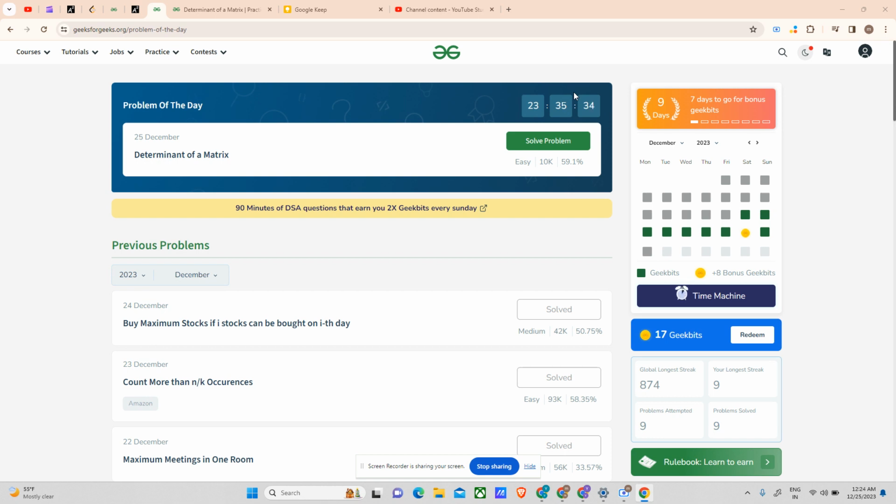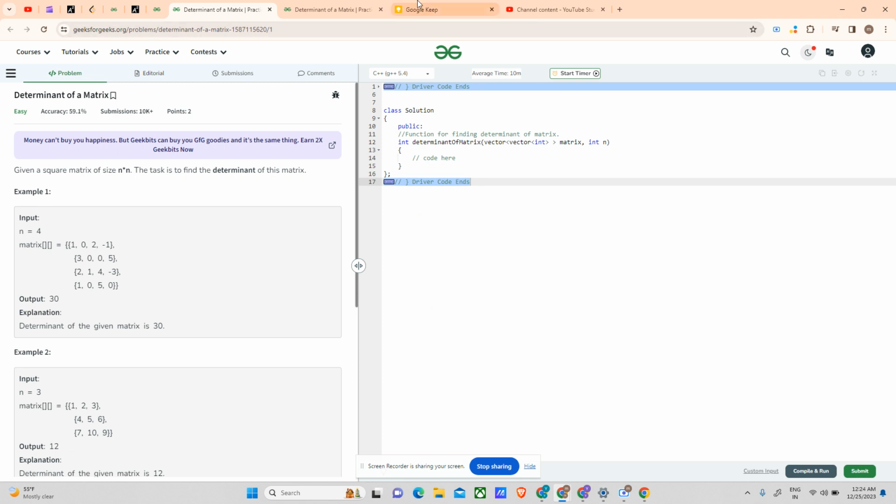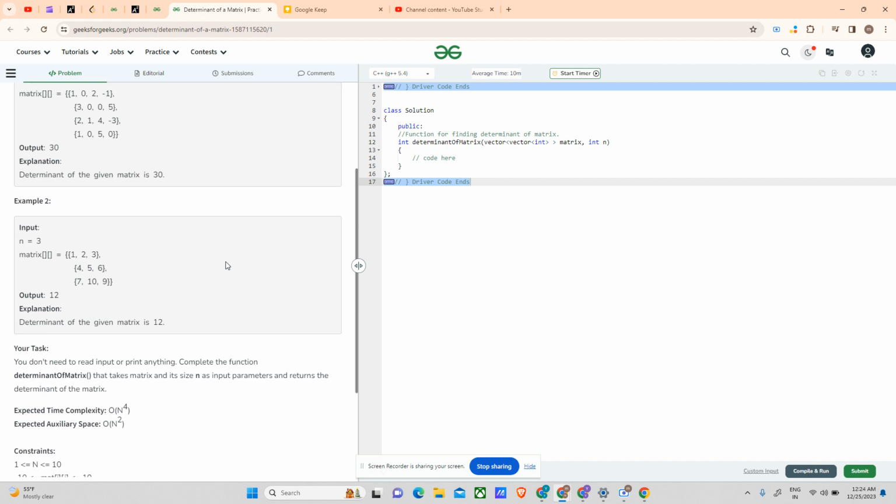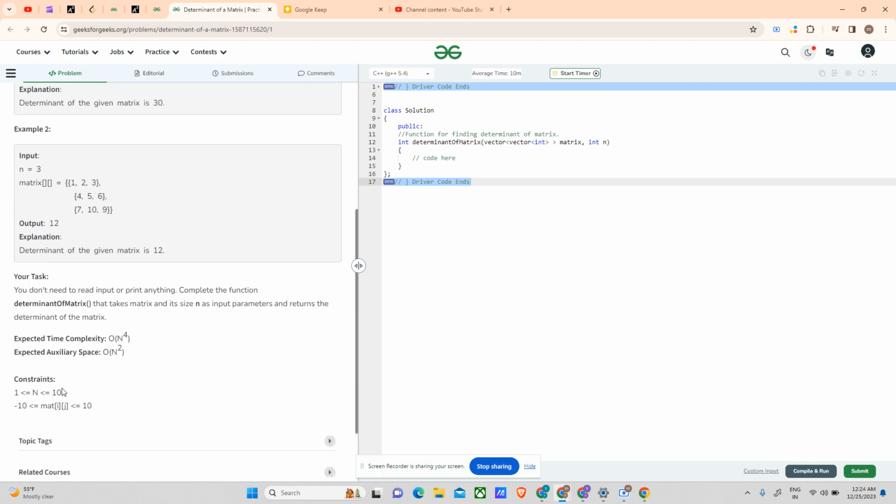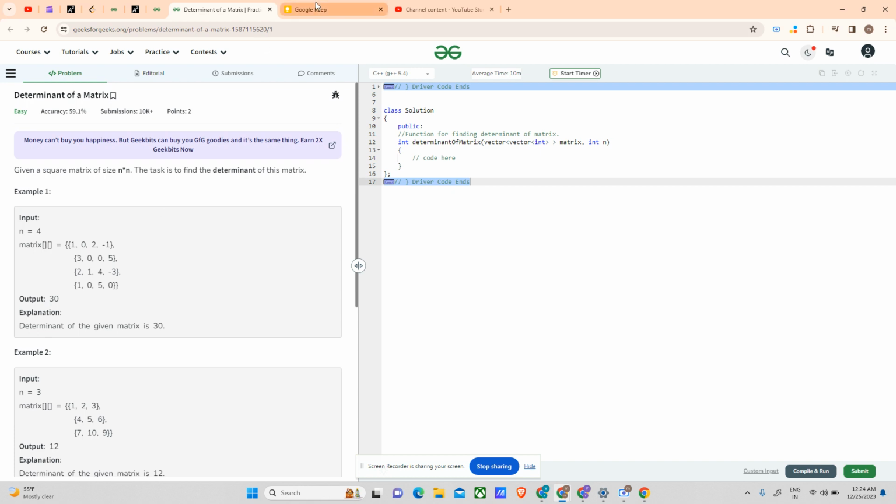Okay, so it's our day 10th of solving the GFG POTDs. Let's look at the problem of today. It says determinant of a matrix. Given a square matrix of size n star n, the task is to find the determinant of the matrix. The constraints of n are given to be up till 10. So how can we solve it?